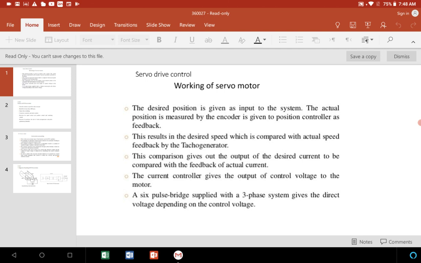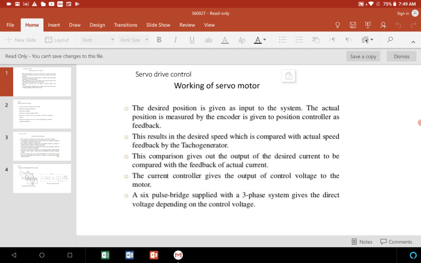See here, the desired position is given as input to the system. The actual position is measured by the encoder and is given to the position controller as feedback. This results in a desired speed, which is compared with the actual speed feedback from the tacho generator. Like a feedback circuit works over here to measure the errors. This comparison gives the desired current output.